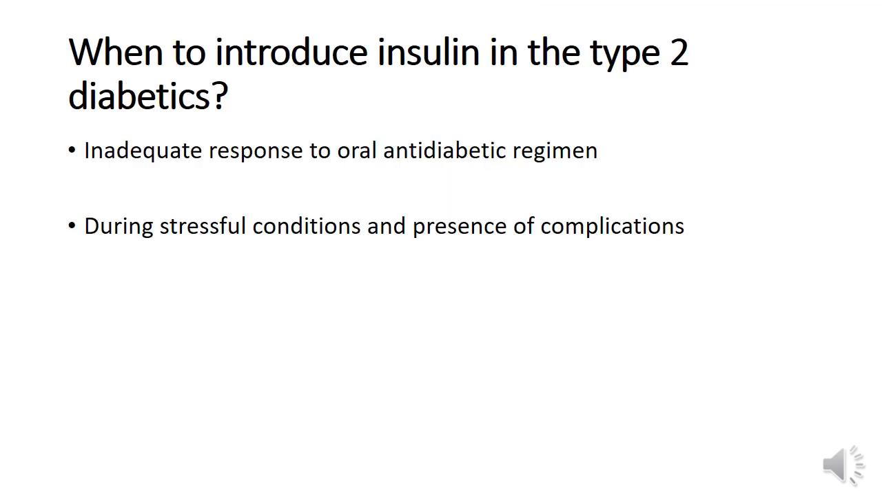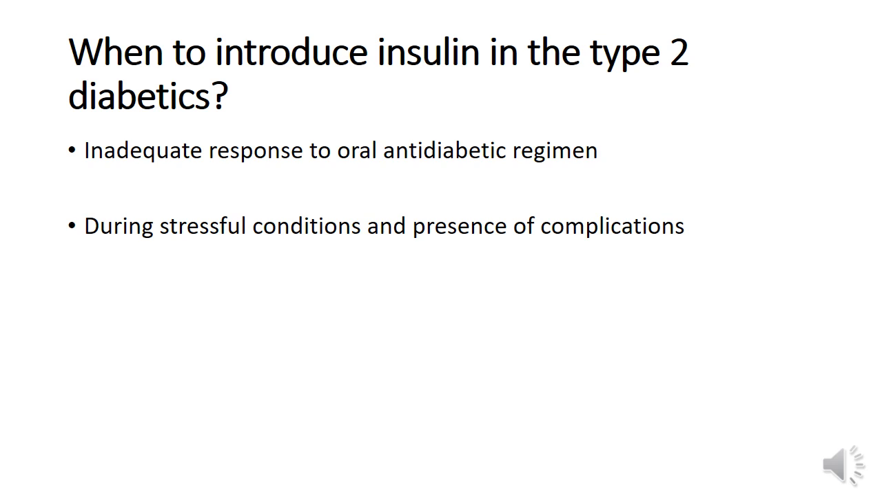When should we introduce insulin in the antidiabetic regimen in type 2 diabetics? First and foremost, whenever there is an inadequate response to the oral antidiabetic regimen which we are using in our patients, we may have to introduce insulin. And not to forget the stressful conditions and presence of complications. Stressful conditions like infection, trauma, surgical procedures, stroke, pancreatitis, pregnancy, and even labor. These are the stressful conditions where we have to introduce insulin in the antidiabetic regimen in type 2 diabetics.